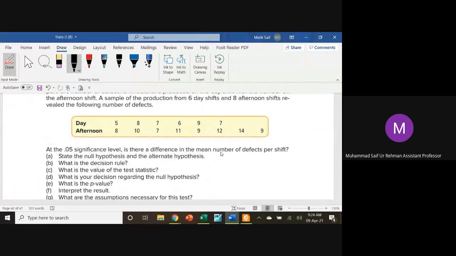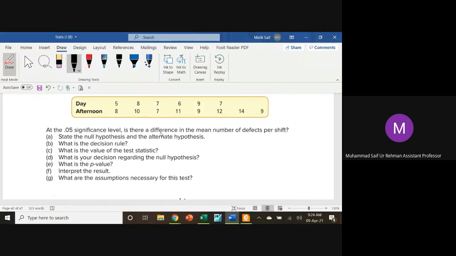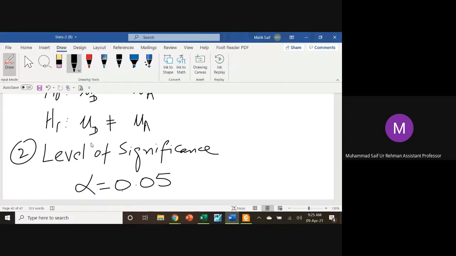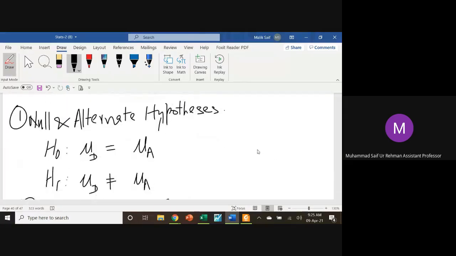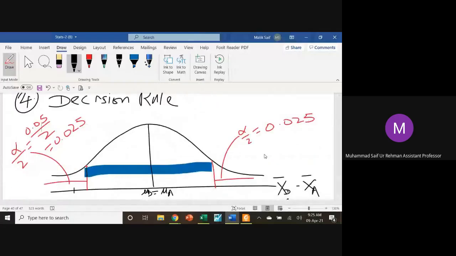So there may be a question in this form instead of this statement. Instead of asking, is there a difference in mean number of defects per shift, the examiner may ask, is the number of defects in the afternoon shift more than the day shift? Then you will write the alternate hypothesis as mu A is greater than mu D. So if you are interested, I may solve that. Otherwise, if you can do that, then I will not go into that detail.